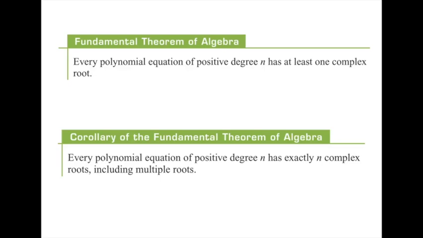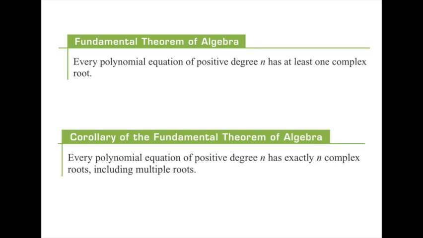Theorems here. To the right of that, we have a picture of mathematician Gauss. He's the first person to prove this theorem. The fundamental theorem of algebra says that every polynomial equation of positive degree n has at least one complex root. Complex meaning real, imaginary, or a combination of the two. The corollary of that is every polynomial equation of positive degree n has exactly n complex roots.